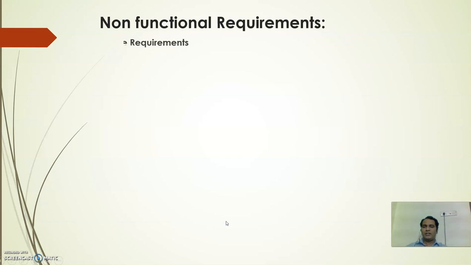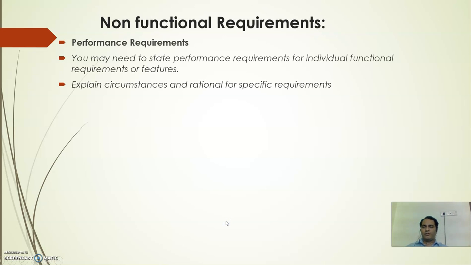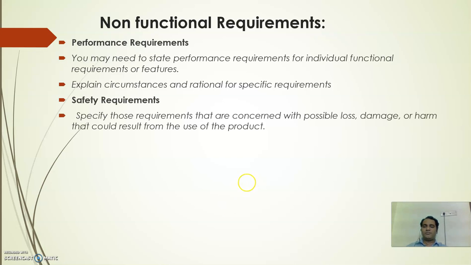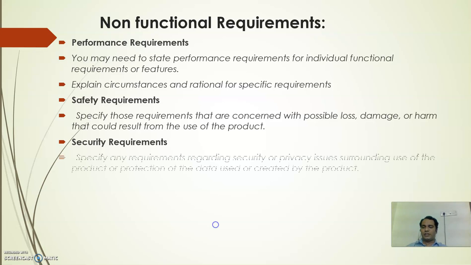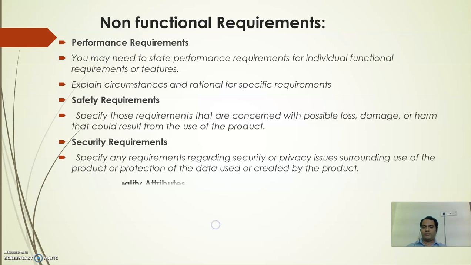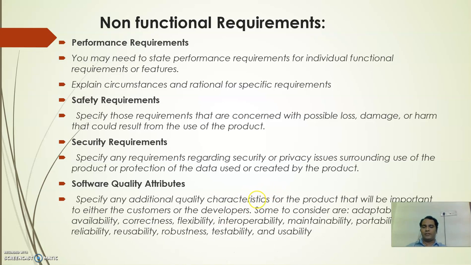And then we will mention the non-functional requirements, where we need to mention the performance requirements and explain the circumstances, as well as safety requirements, specifying those requirements that are concerned with possible loss, damage or harm, and security requirements, specifying any requirements as such. So software quality attributes also need to be specified.